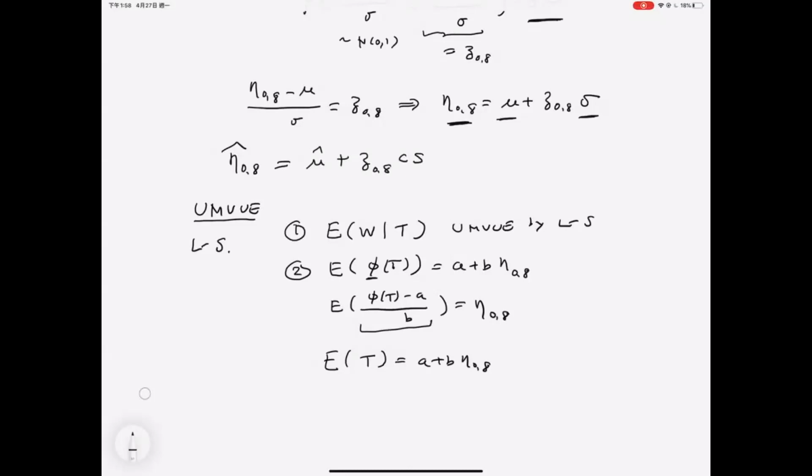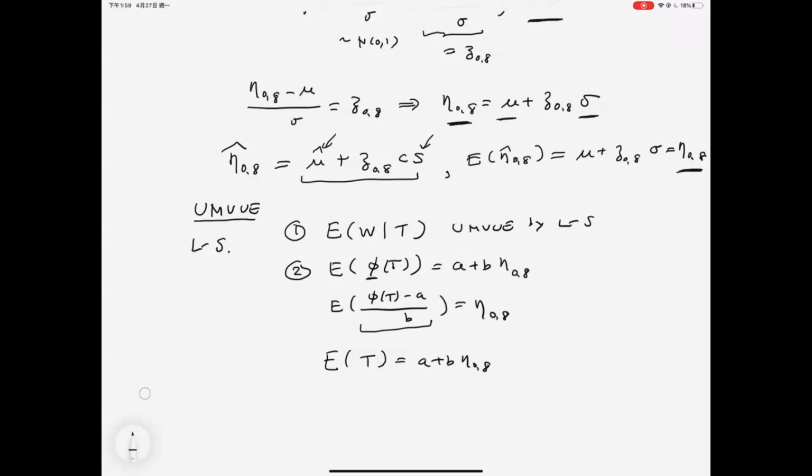And then that gives me the expected value of that statistic, which equals mu plus z point eight sigma, which equals eta point eight, right? So it means this is an unbiased statistic of eta point eight. Good. Also, this is a function of complete sufficient statistics. These two are both functions of summation xi and summation xi squared.